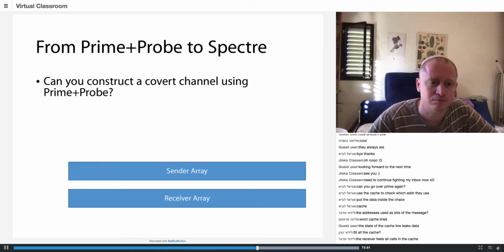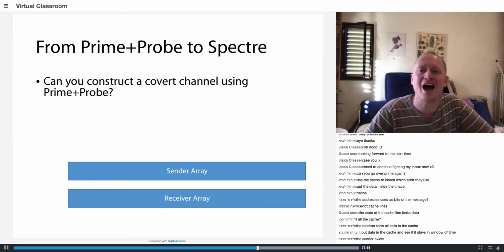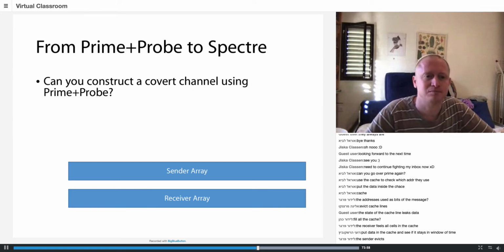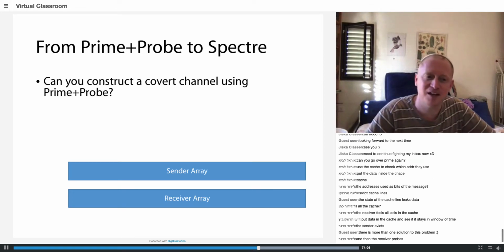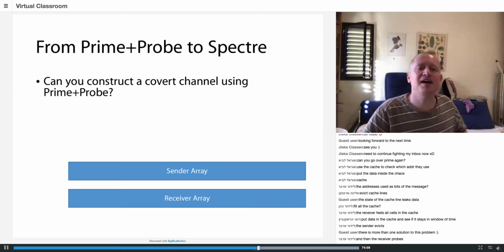Okay. The receiver primes the cache. Then the sender evicts, right? And then what does the receiver do? But let's go with Lidor's option. And then the receiver probes.